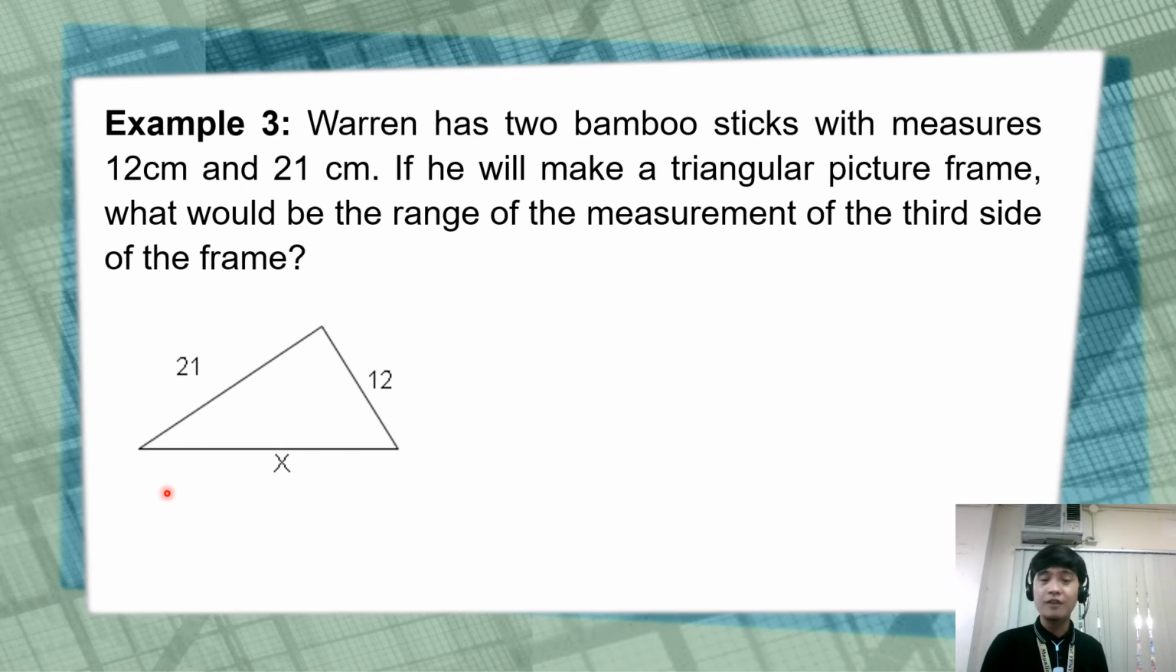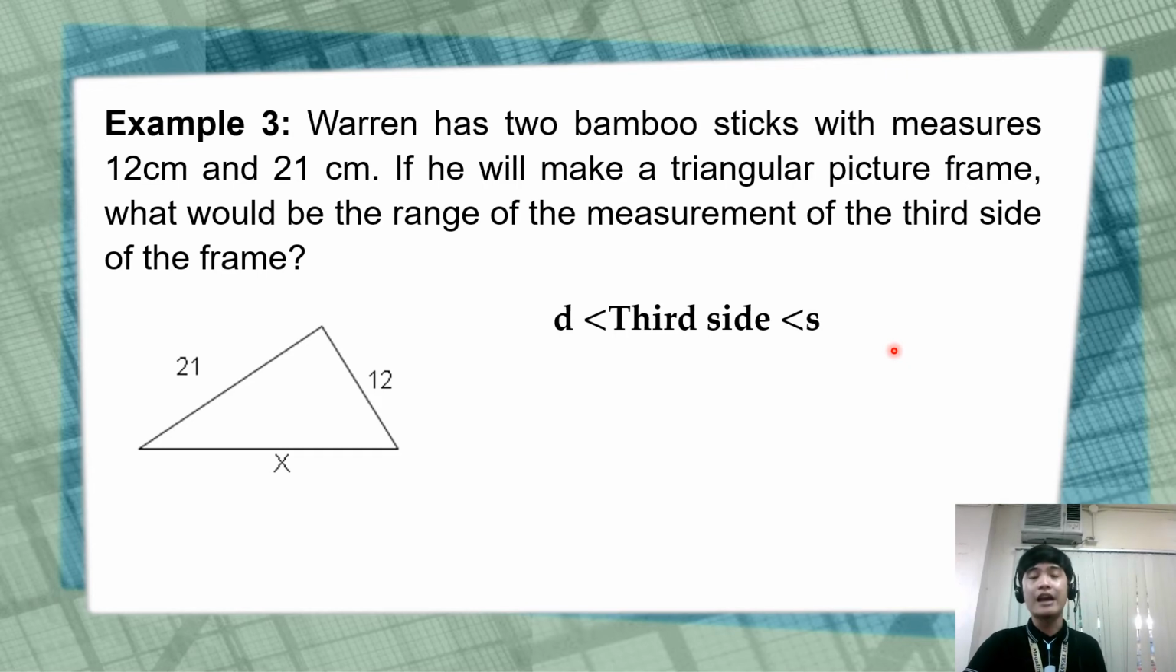So medyo mahaba, no? So practically speaking, in example number 3, to determine the range of values of the measurement of the third side of this frame, pwede natin gamitin yung formula natin kanina. The third side is greater than D but less than S. Wherein the D is the difference of the 2 given side. The third side is yung hinahanapan natin ng range of values. And then yung S is the sum of the measurement of the 2 given sides do sa triangle.